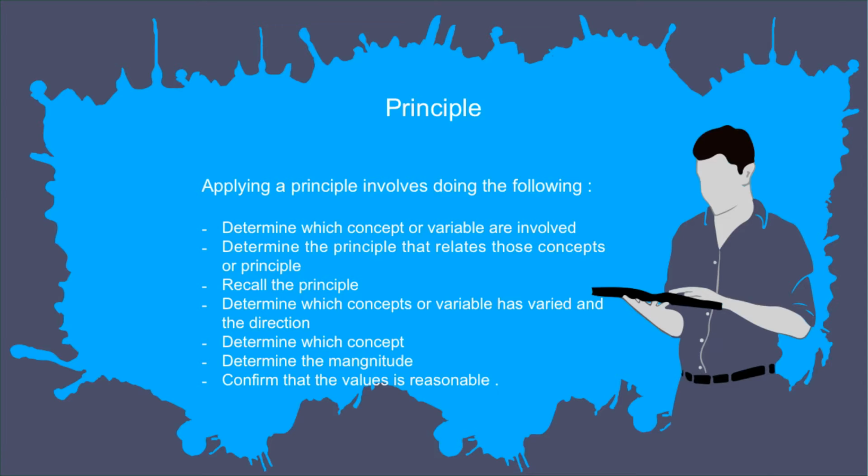The first, determine which concepts or variables are involved. Second, determine the principle that relates these concepts. Third, recall the principle. Fourth, determine which concept or variable has varied and the direction or magnitude of its variation. Fifth, determine which concept or variable has been affected. Sixth, determine the magnitude and direction of the effect on the affected concept or variable. And the last, seventh, confirm that the value is reasonable.